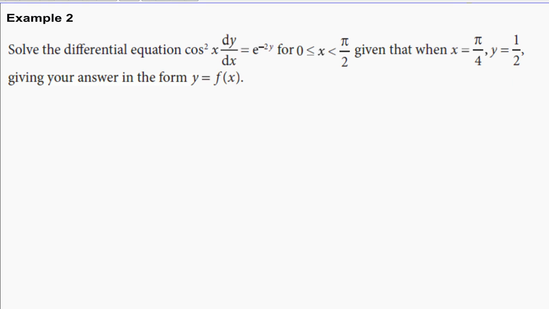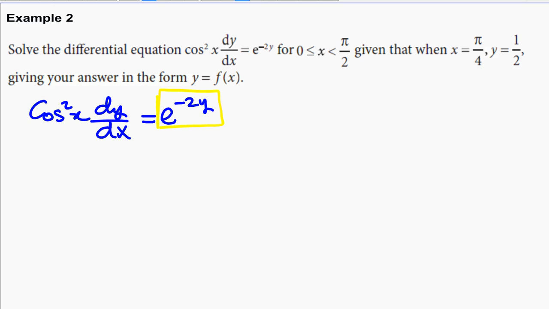To solve this differential equation, we'll start by separating the variables. So we have cos x squared. What I'll start with is rewriting this part, and that can be written as cos x squared dy over dx is equal to 1 over e to the power 2y.